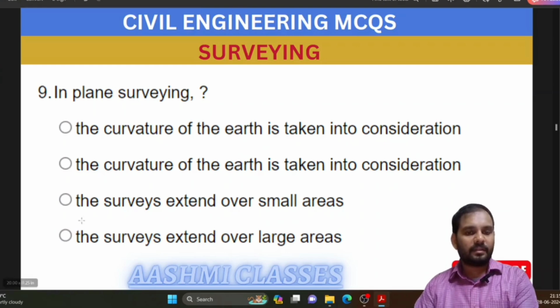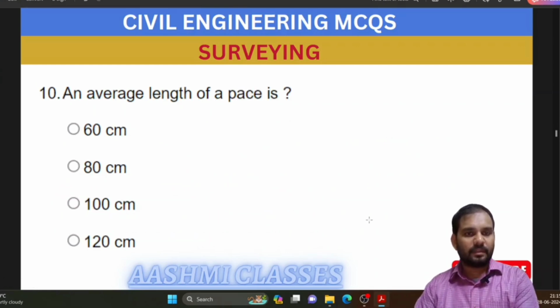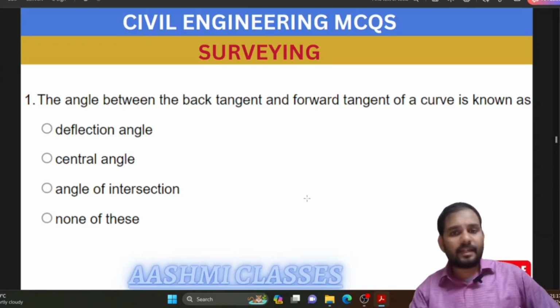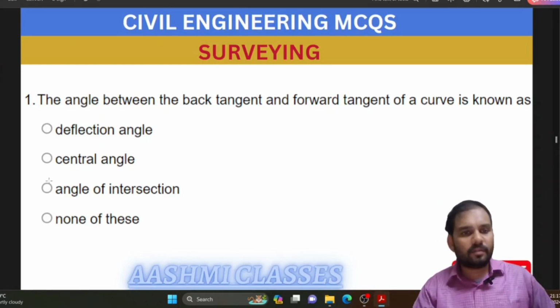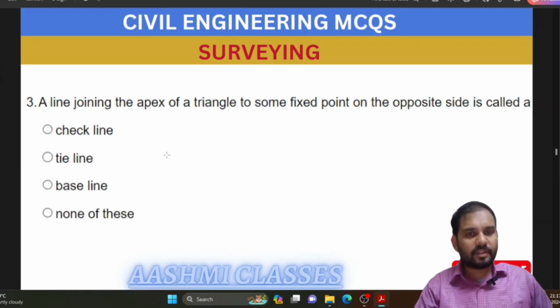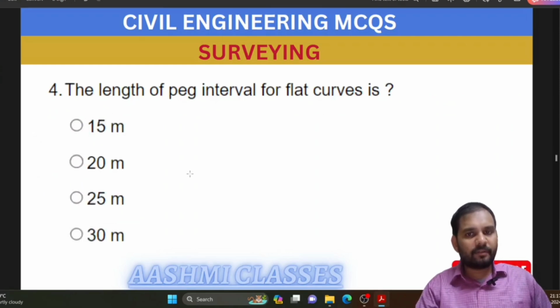In plane surveying, the survey extends over small areas. An average length of a pace is 80 cm. The angle between the back tangent and forward tangent of a curve is known as angle of intersection. The error in measured length due to sag of chain or tape is known as positive error. A line joining the apex of a triangle to some fixed point on the opposite side is called a check line. The length of peg interval for flat curves is 30 meter.